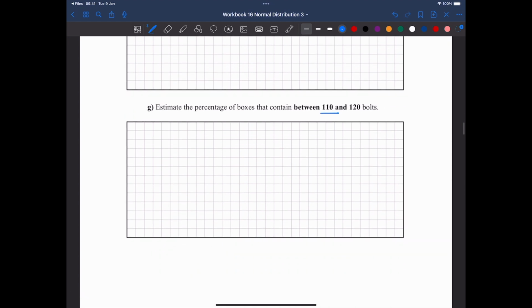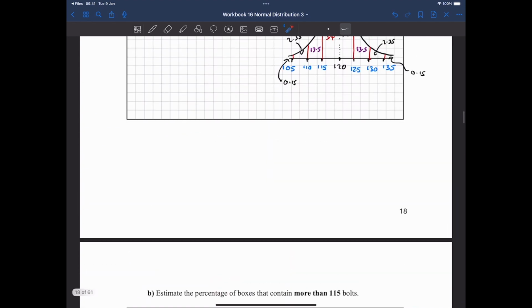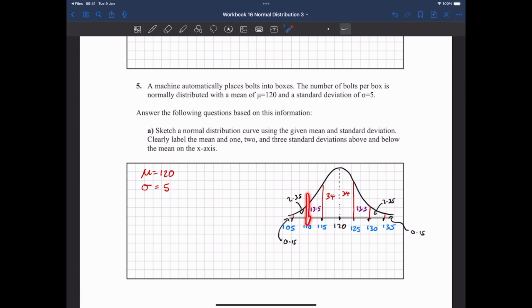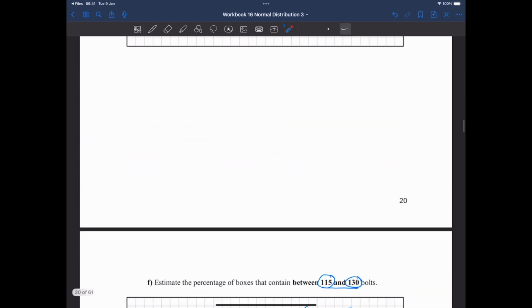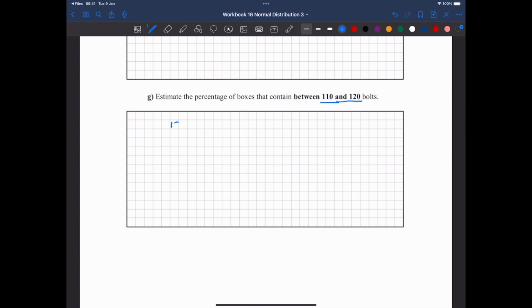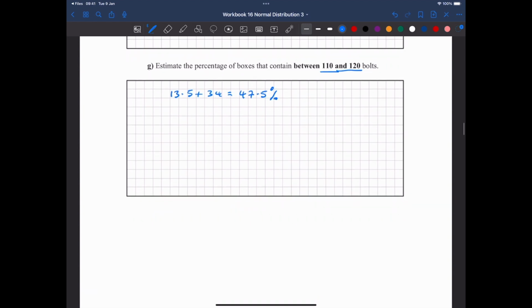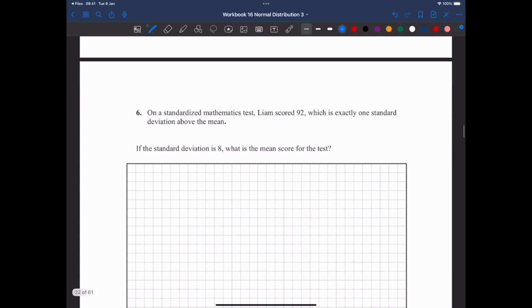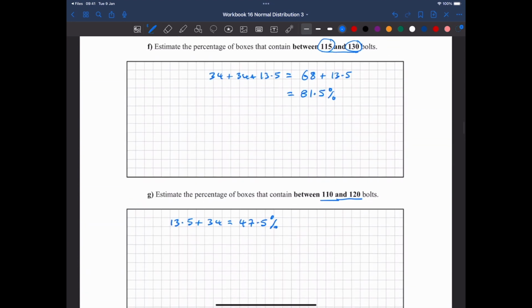G, between 110 and 120. So again, 110 and 120. Go up here and we'll see 110 and 120. 110 is here. 120 is here. And we can see that's just 34 plus 13.5. So this plus this, we'll add up these two. That's our area here, 13.5 plus 34. And we add that up, we're going to get 47.5. And that's a percentage, right? And that's us done for that question. Thank you very much for watching. Hope you understood.